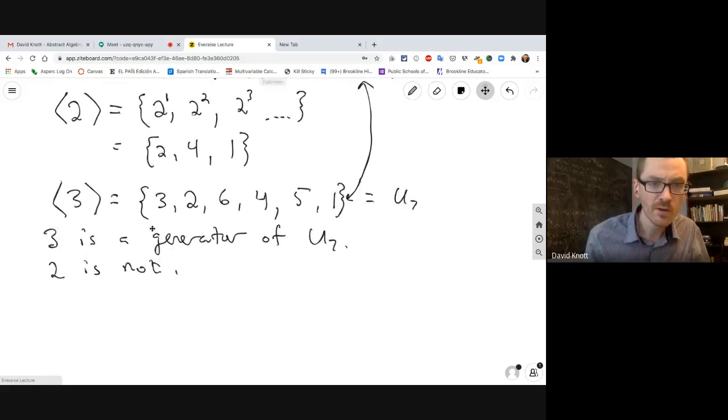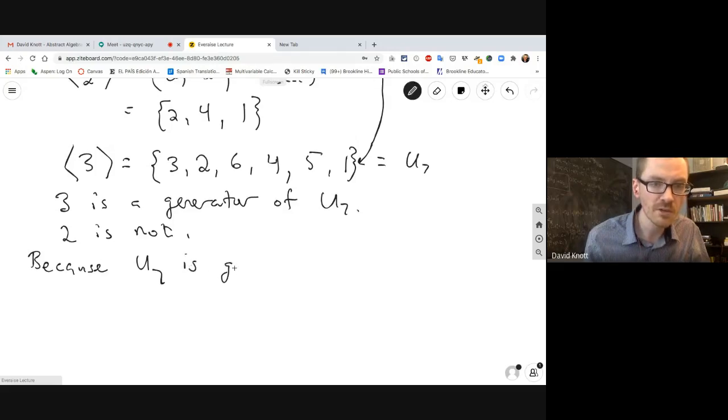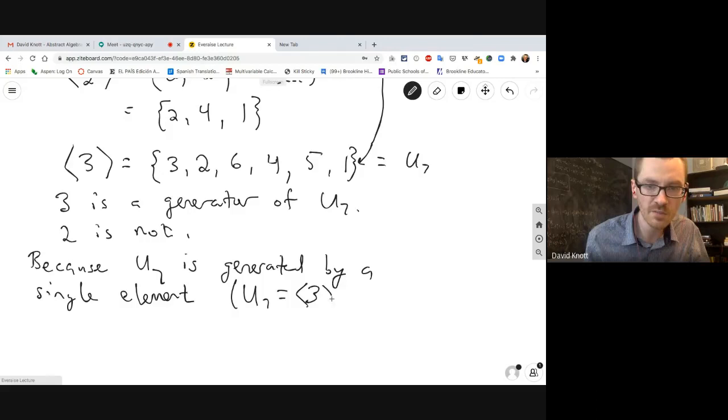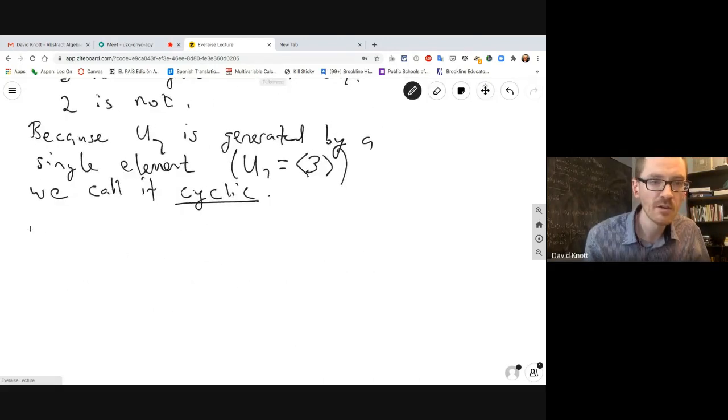Now, I want to point out a little bit more language here. Because U7 is generated by a single element, that is because U7 is actually equal to the subgroup generated by one of its elements, we call it cyclic. Okay, so a group of any kind is cyclic if it is in fact generated by a single element.